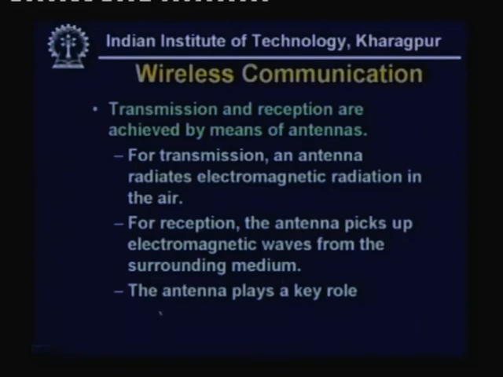So it is somewhat like this. You have an antenna which is the transmitter, and here you have another antenna, the receiver. The electromagnetic signal will go from one to the other through these antennas. And in this case, as I mentioned, the antenna will play a key role, as we shall see.